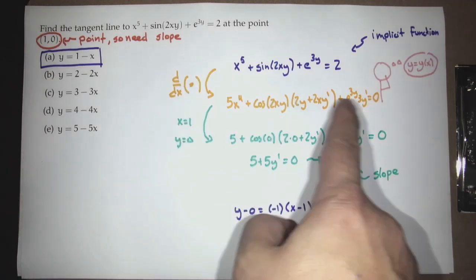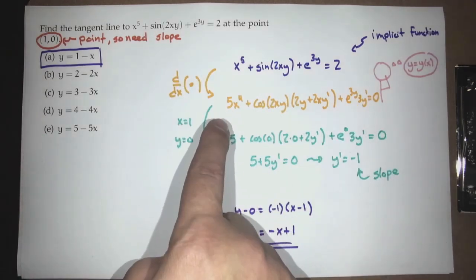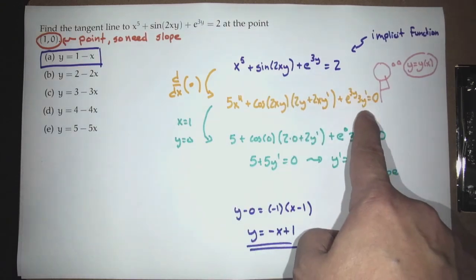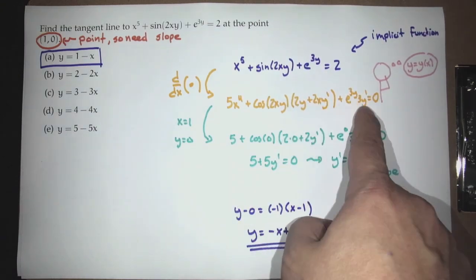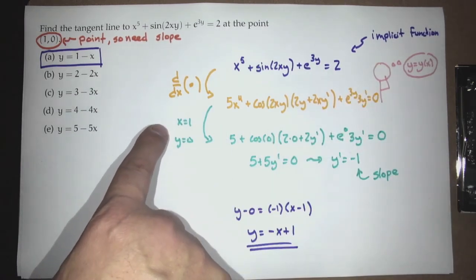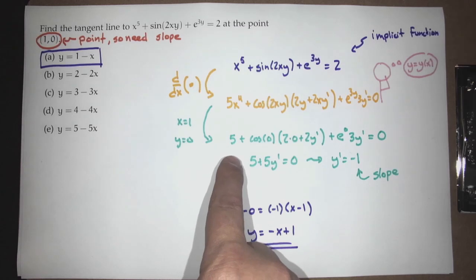We take the derivative of both sides with respect to x. Remember, whenever you take the derivative of something with a y, there's a y prime. So there's two y terms, so it's not surprising we have two y prime terms. Plug in x equals 1, y equals 0. And a lot of stuff vanishes.